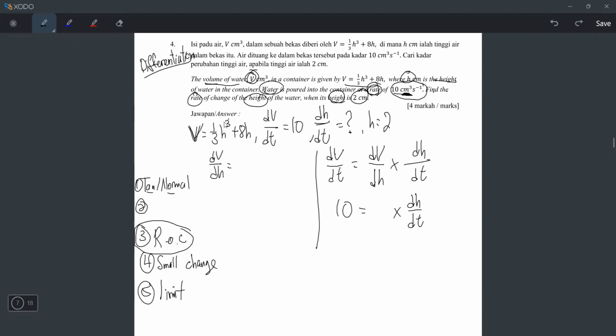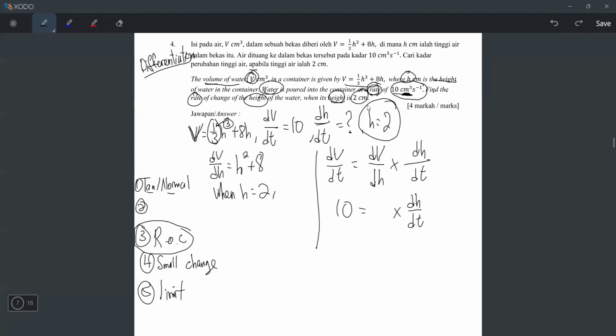So how to differentiate? Take the power times the number in front, and then power minus 1. 3 times 1/3 is 1, so you don't have to write 1, just write h. Power minus 1 is power 2. Done. What about differentiating 8h? You get 8. Okay, but don't substitute into the h squared plus 8 inside here. You have to substitute the h with the 2 first. That's why they give you the h here.